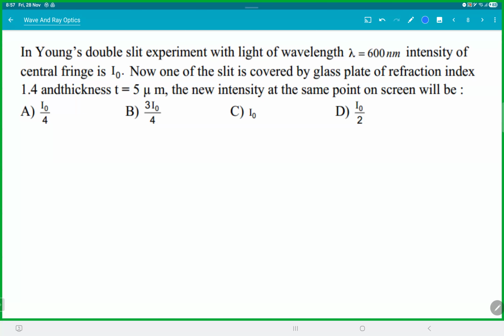Let's get this. In a Young's double slit experiment, light of wavelength lambda, intensity of the central fringe is I0. Now, one of the slits is covered by a glass plate of refractive index 1.4, thickness 5 micrometer. The new intensity at the same point on the screen will be. Central fringe basically is asking intensity at x equal to 0 only. So yeah. Try, you got a minute.